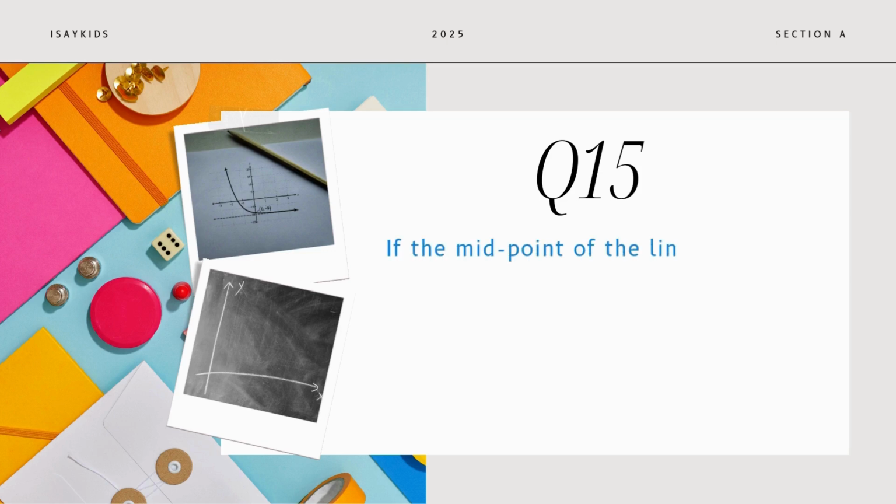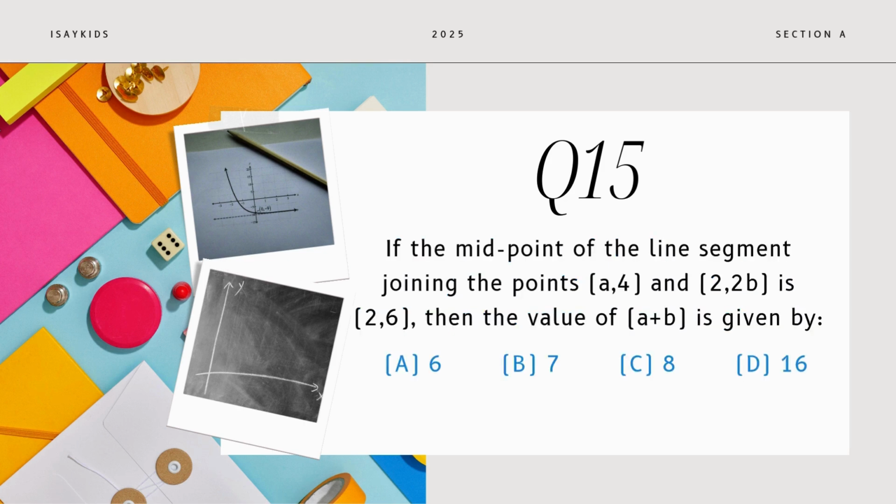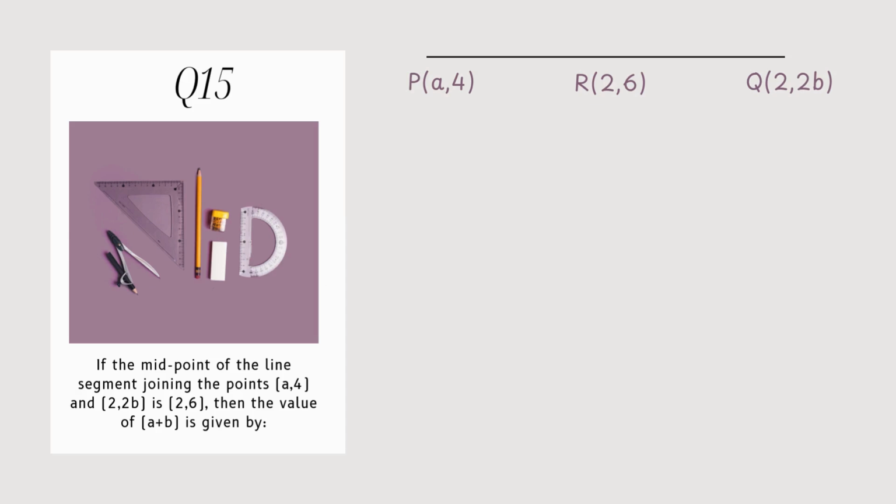If the midpoint of the line segment joining the points (a, 4) and (2, 2b) is (2, 6), then the value of a plus b is given by which of these options? Now, this is a line segment, say PQ, and the coordinates of P are (a, 4), coordinates of Q are (2, 2b), and the coordinates of the midpoint are (2, 6) as given in the question. Now, let these coordinates be (x1, y1), (x, y), (x2, y2) respectively.